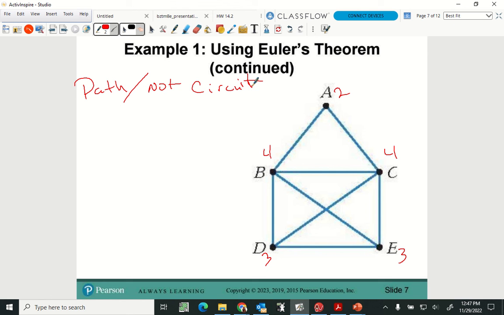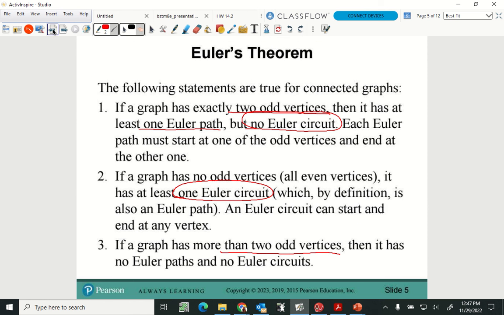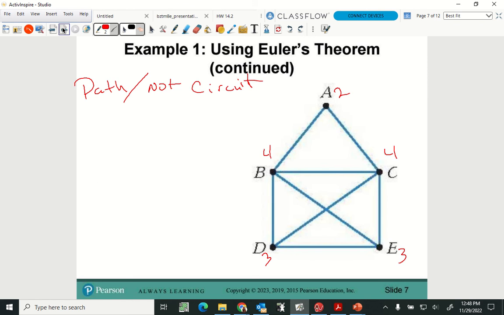All right, so we're going to start somewhere. Let's start with an odd vertex. Did it say where to start? Start at A? Let's see. Each Euler path must start at one of the odd vertices and end at the other odd vertex. Start at D. All right, so we're starting at D, then B, E. Let's go through and write this down to make sure this works.